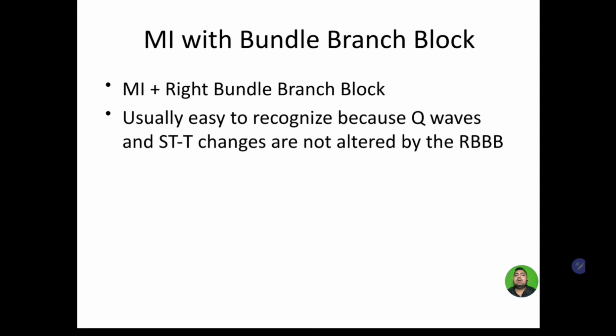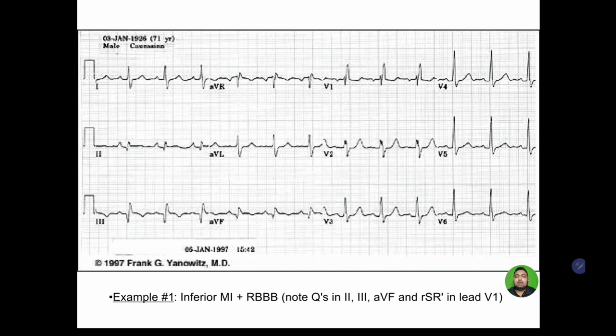So what happens in MI with bundle branch block? It can be seen as MI with right bundle branch block or MI with left bundle branch block. For considering whether there is an MI with right bundle branch block or left bundle branch block, specifically left bundle branch block, we are supposed to apply Sgarbossa's criteria, which is beyond the scope of this discussion.